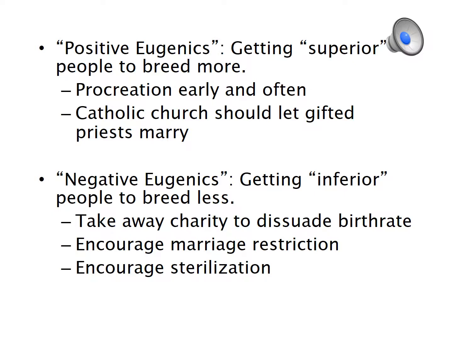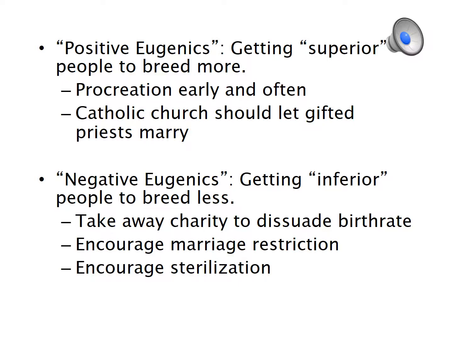Eugenics became popular, and as it was seen in the mainstream amongst people, there were two kinds of eugenics. There was positive and negative. And positive eugenics was the idea of getting those who were considered superior to breed more and have better children. And if you were particularly gifted, the Catholic Church, for instance, was encouraged to let particularly gifted priests marry, and thus to allow their offspring to have better marriages themselves, and then to promote a superior breed of people.